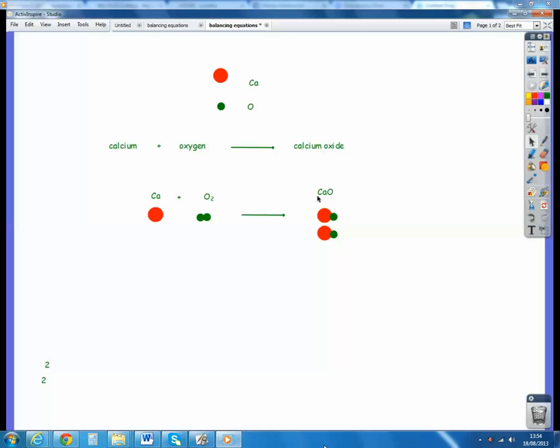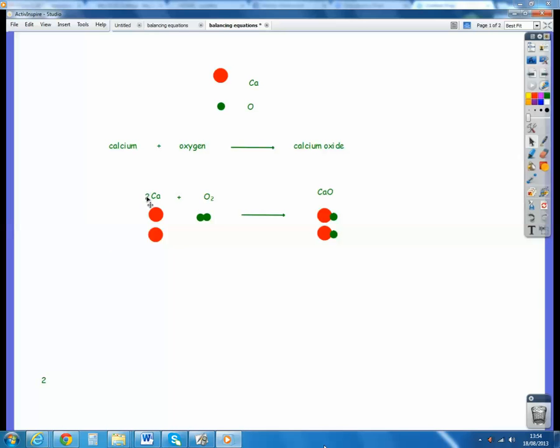I can't make this CaO2. I can't change the formula of something. I've got to have 2 lots of CaO. And if I need 2 lots of calcium on this side, then I have to have 2 lots of calcium on this side. So let's go back to my equation.